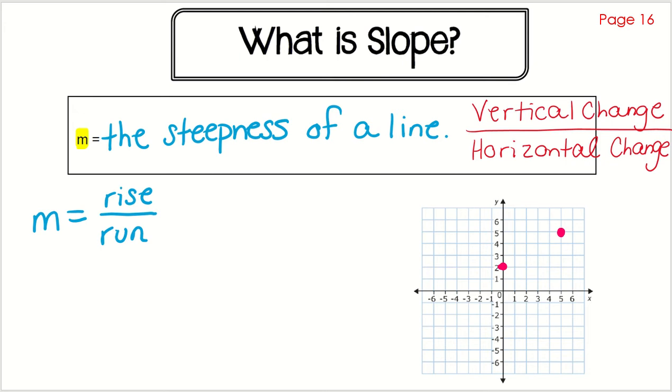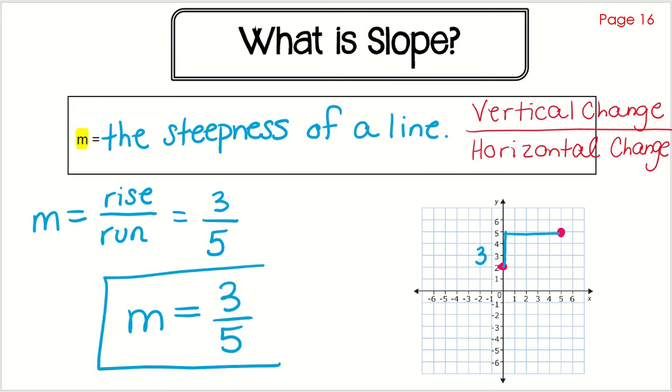So if we are looking at our graph, I need to rise from the left point to be able to get on the same playing field as the right point. So I'm going to rise up, and I went up 1, 2, 3 units. So my rise is 3. And then I'm going to run 1, 2, 3, 4, 5 units. And so my run is 5. Therefore, my slope is m equals 3/5. Okay.